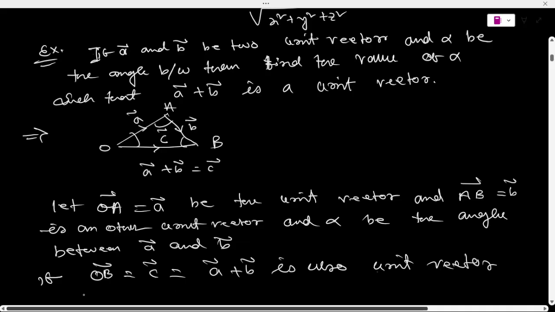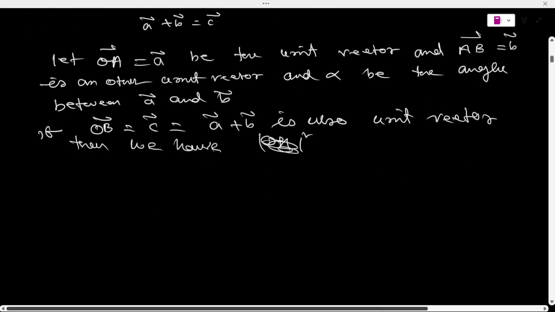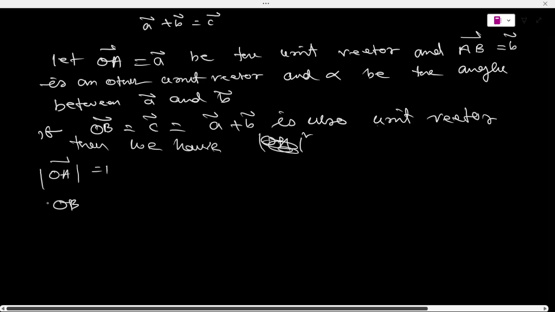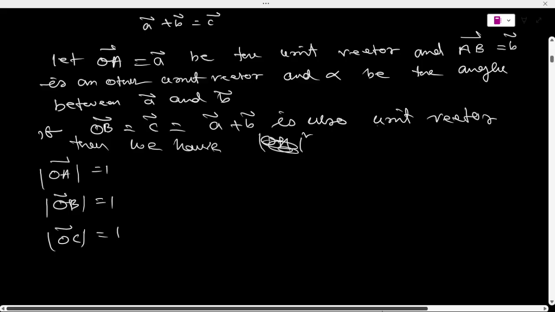Then we have OA vector equal to 1, AB vector equal to 1, and OB vector is also equal to 1, and the OC vector is also equal to 1.